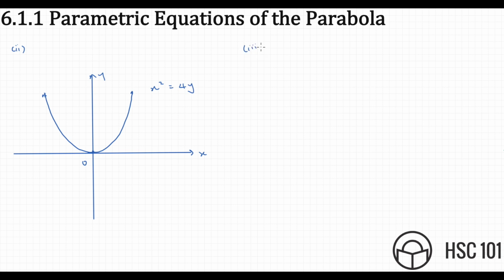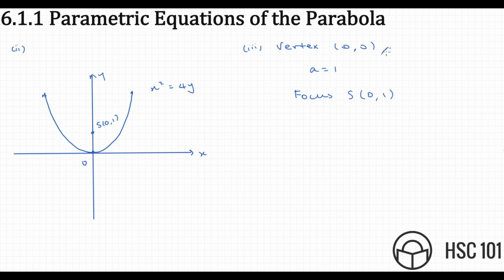for part 3, the vertex of the parabola is given by (0, 0). And the focal length is 1 unit, so the focus S is going to be (0, 1). It's going to be 1 unit away from my vertex, so it's going to be sitting right here. So that's S (0, 1).